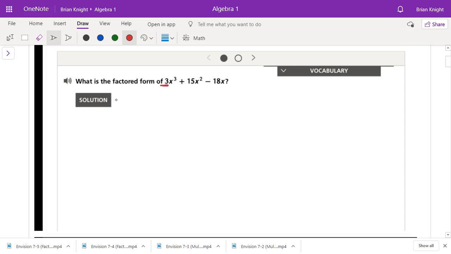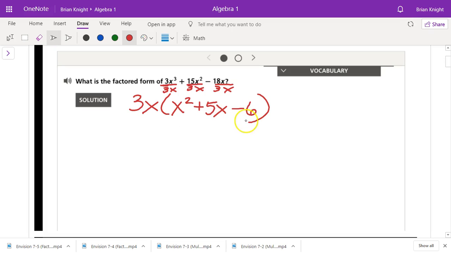You always want to take the greatest common factor out first. So what would be my greatest common factor here? 3x. And then you factor. So we divide everything by the greatest common factor. And what will we have left? X squared plus 5x minus 6. And then you try to factor what you have left.